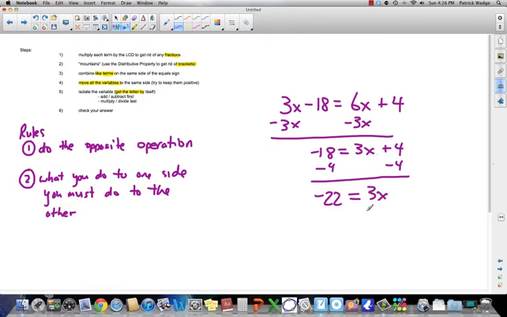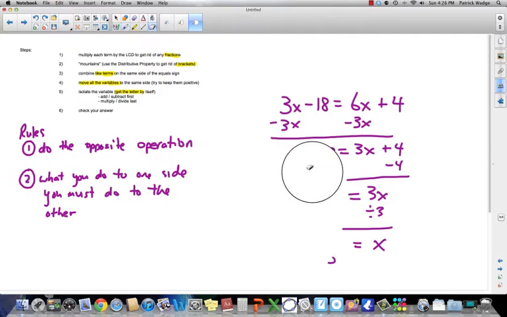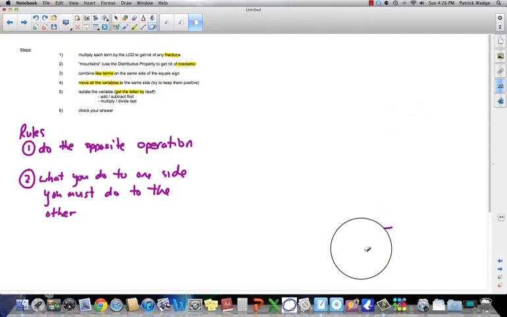This is 3 times x, so we'll divide by 3 and divide by 3. We get x equals negative 22 divided by 3. It's going to be some repeating decimal. I'm just going to write it like that. I'm happy with that. All right, let's do 2 or 3 more. So let's go back another step. Let's go to one where you need to combine like terms.